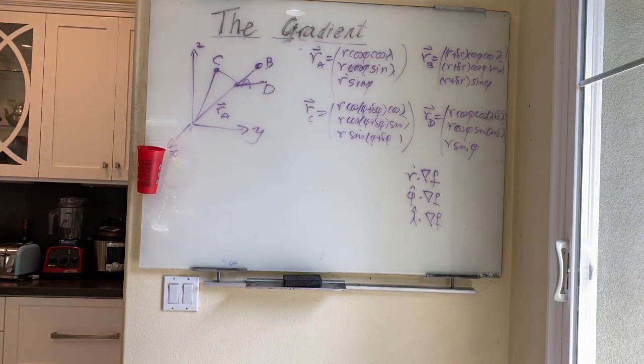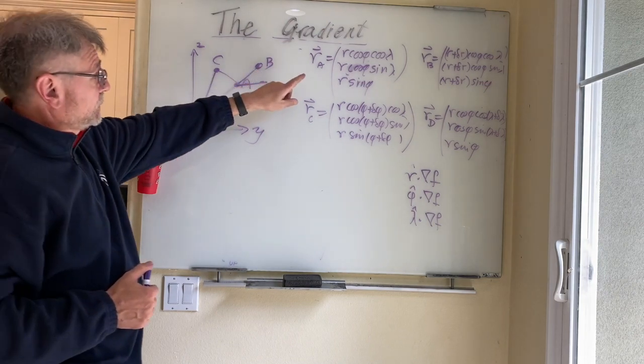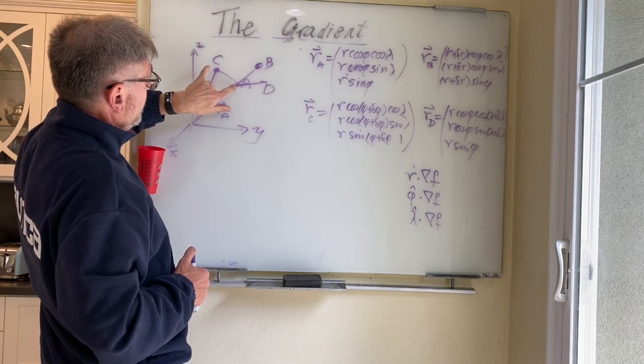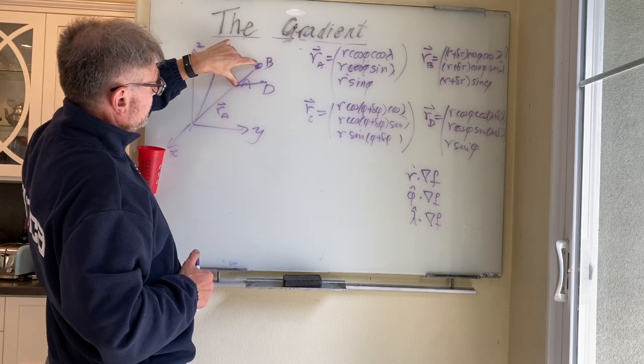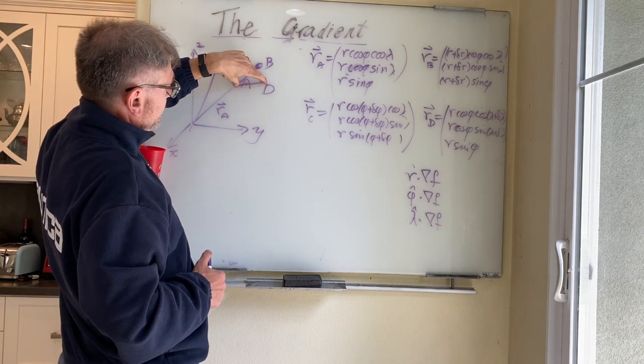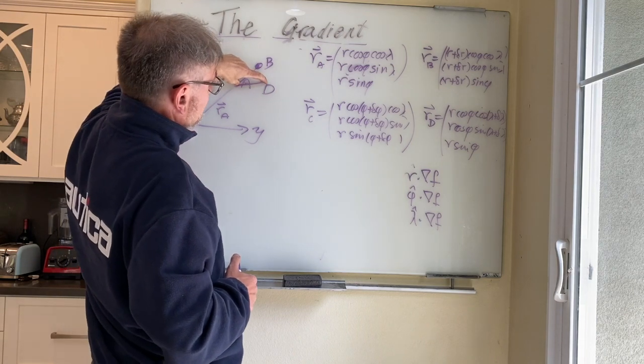And so these vectors are changing in the direction of increasing phi for this one, increasing r for this one, and this one from A to D in the direction of increasing lambda.